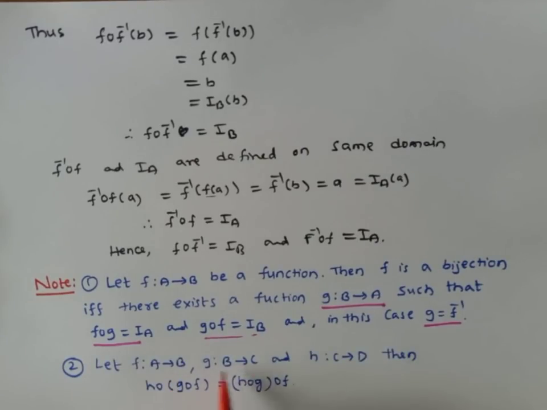Let f from A to B, g from B to C, and h from C to D be functions. Then h compose g compose f is equal to h compose g compose f, grouped either way. This means that with respect to composition, the functions satisfy the associative property. This is the associative law. So with respect to composition, functions satisfy associativity, but the commutative property is not satisfied with respect to composition.